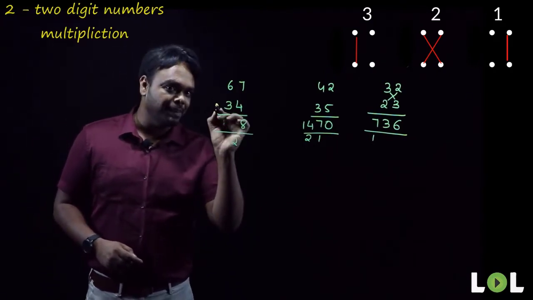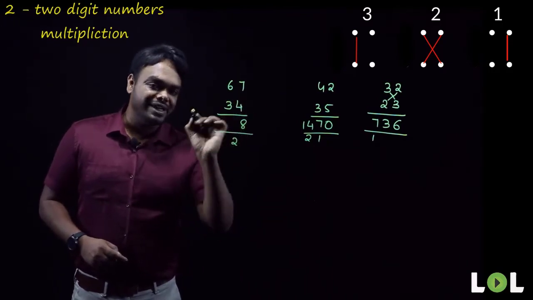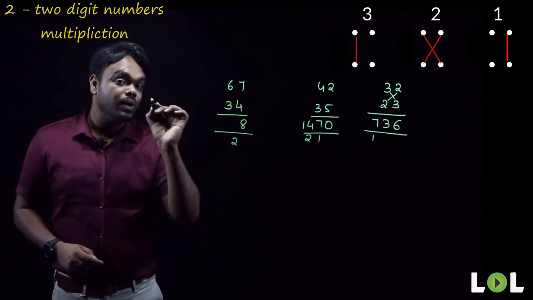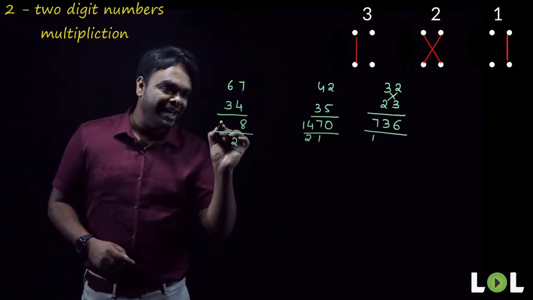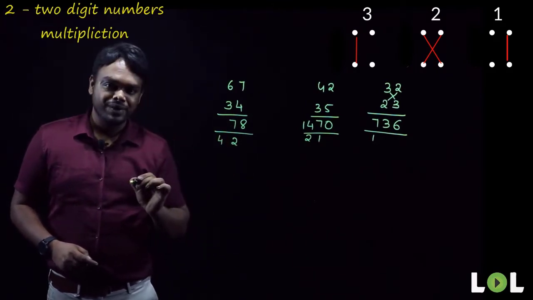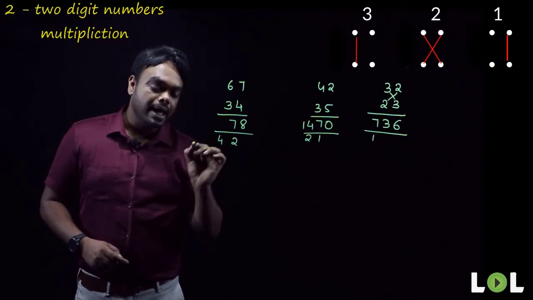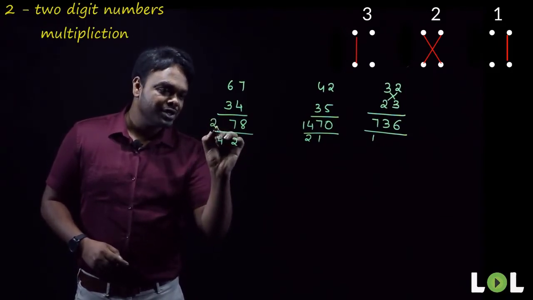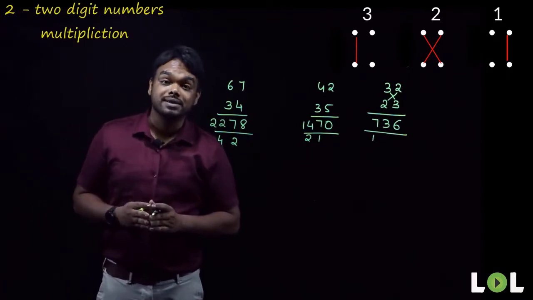Next step, cross multiplication. 6 into 4 is 24. 7 into 3 is 21. 21 plus 24 should give us 45 and 2 carry. 45 plus 2 is 47, so we take 7 and 4 carry. The last step, second column, 6 into 3, 18. 18 plus 4 should give us 22. 2278 is my final answer.